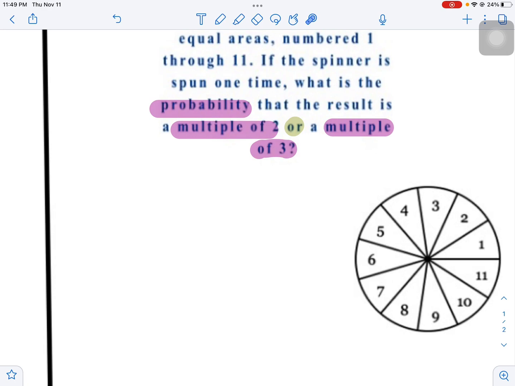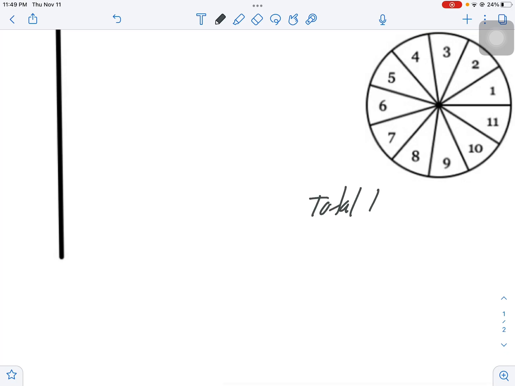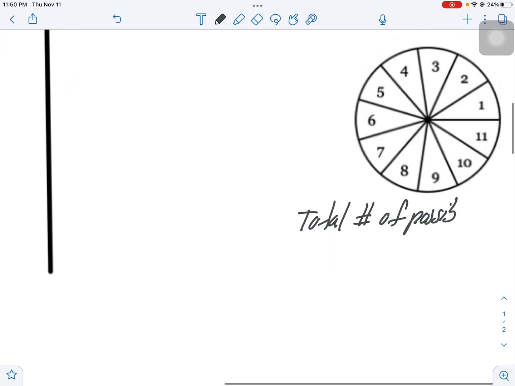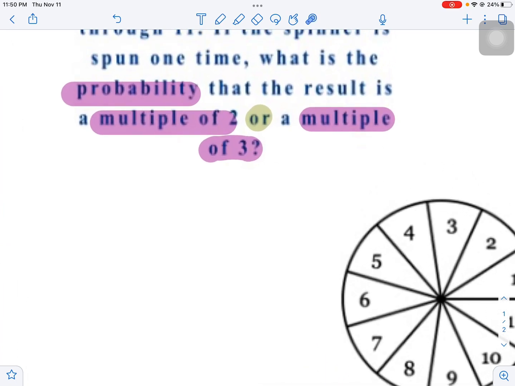So here's our spinner. Imagine an arrow that spins all the way around and stops on one number. And this spinner has 11. So just like we did for the first example, we're going to identify the total number of possibilities. So the number of possibilities is 11. That is the total, 11 equal areas on the spinner. Now, we're going to find the multiples of 2 and the multiples of 3.